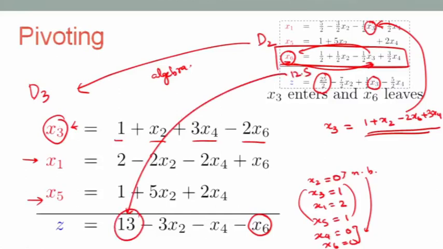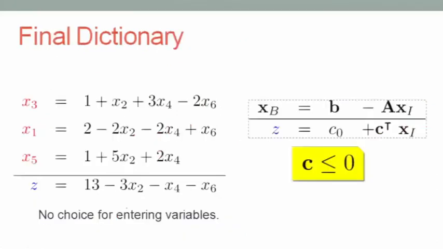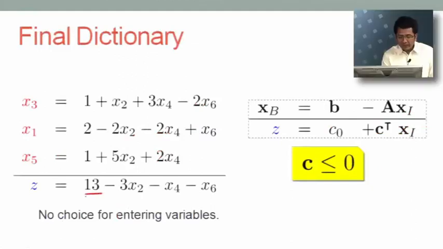We are not done yet. There's one last pivoting that we have to do. You look at this dictionary and you can ask yourself, what's the entering variable? This is D3, the third dictionary, and you can say, is x2 an entering variable? No. Increasing x2 is going to decrease z. Is x4 entering? Not at all, because increasing x4 is going to decrease z. Is x6 entering? No, because increasing x6 is going to decrease z.